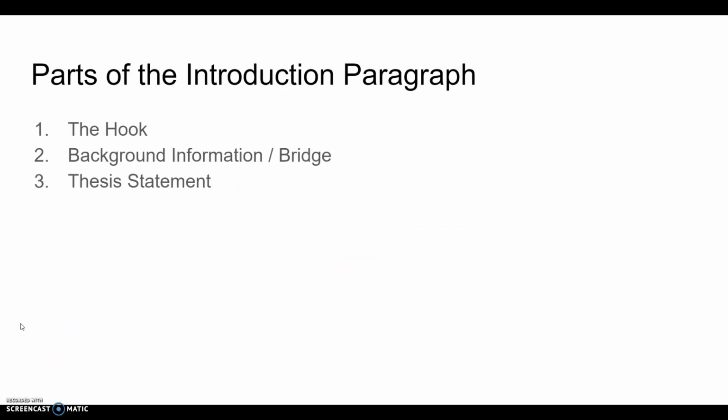Let's review the parts of the introduction paragraph. There are three basic parts: the hook, the background information or bridge, and the thesis statement. When you write the introduction paragraph, you start with the hook, which is a sentence or two to attract the reader's attention. Then you write the background information or bridge, which gives some general information about the topic to the reader and also connects the hook to the thesis statement. And the last thing in the introduction paragraph is the thesis statement, or the main idea of the essay.